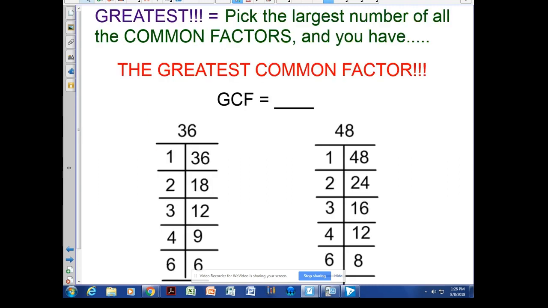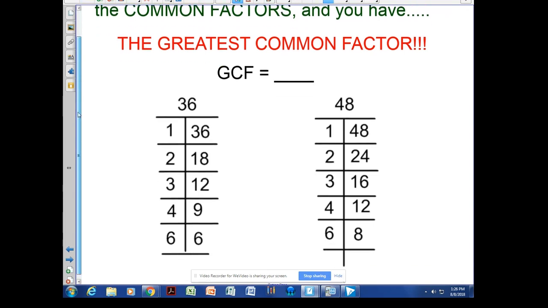And the greatest, which most of us already know, will be the biggest or the largest, right? The greatest is the largest number of all the common factors. So the greatest common factor is the largest number of the common factors.